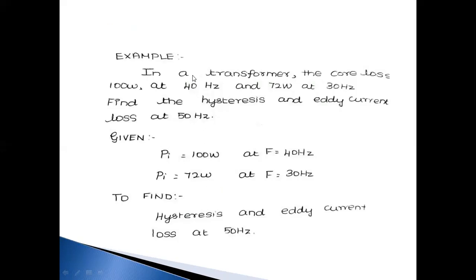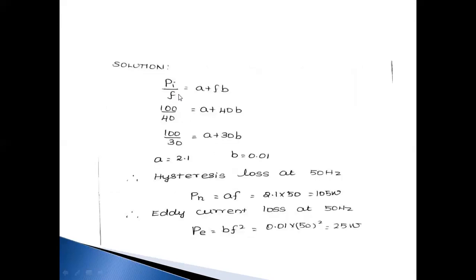So, an example: in a transformer, the core loss is 100 watt at 40 hertz and 72 watt at 30 hertz. Find the hysteresis and the eddy current loss at 50 hertz. It is given that the iron loss is 100 watt at frequency 40 hertz and 72 watt at frequency 30 hertz. So we have to find the hysteresis and eddy current loss at 50 hertz. The solution is that Wi by f equals A plus fB. So 100 by 40 equals A plus 40B, and 72 by 30 equals A plus 30B. This is the general formulation that we have obtained from the graph that we have already seen, the general equation.